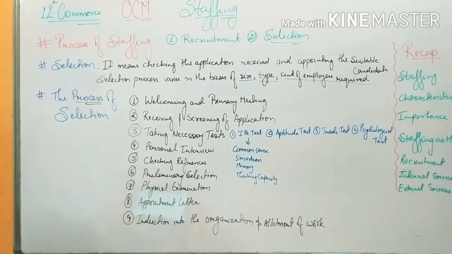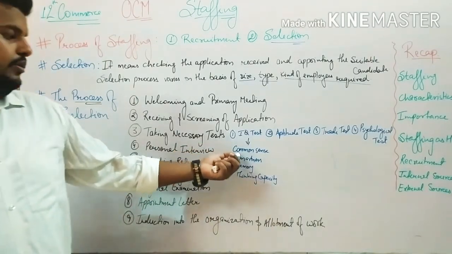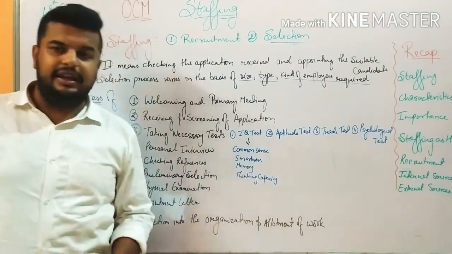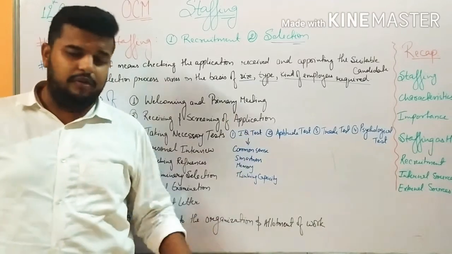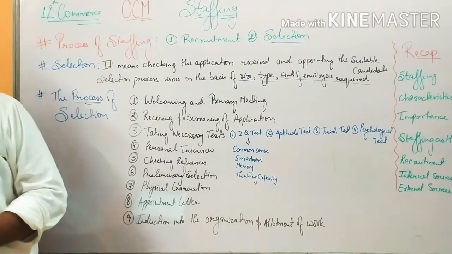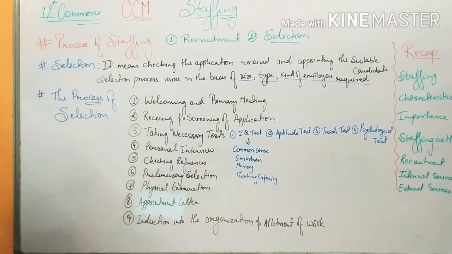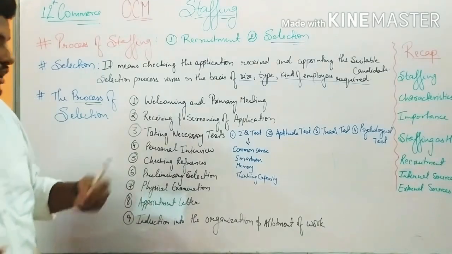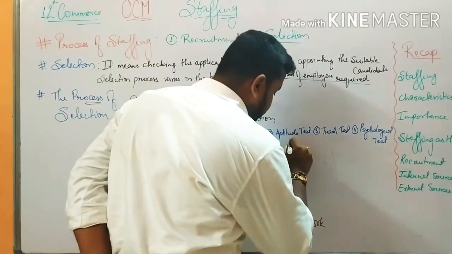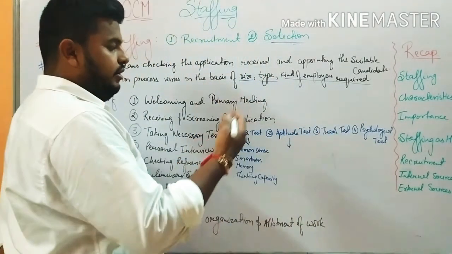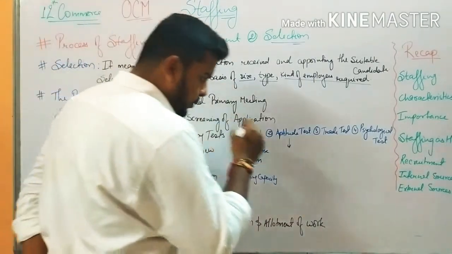IQ test is done for knowing the common sense, smartness, memory, thinking capacity, decision taking power, and so on of the candidate. Next test is aptitude test. Aptitude test is done for knowing whether the particular candidate is having interest or not for the job he came for the interview, for the post.